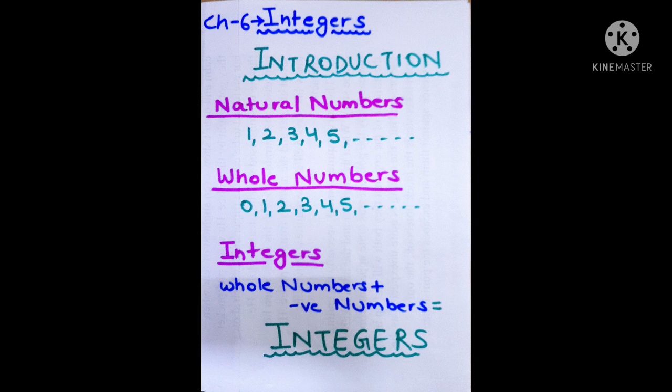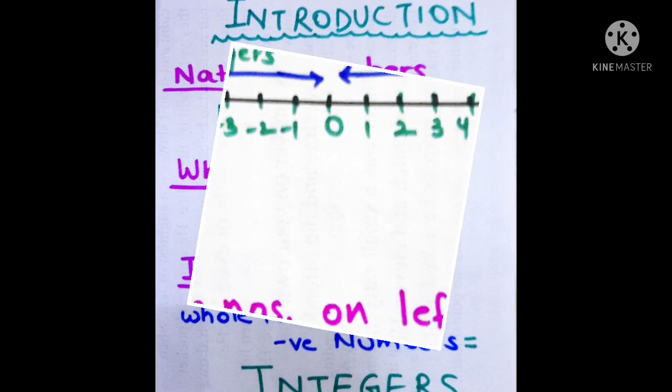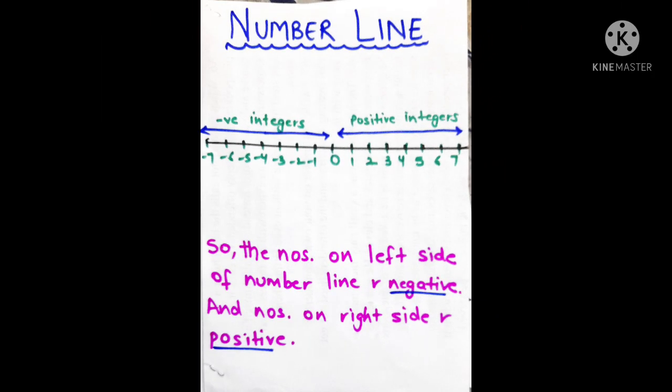But today the main topic of our discussion is integers. Integers are when we add whole numbers plus negative numbers. Negative numbers we will be discussing in our next section. So, whole numbers plus negative numbers are called integers. Now we will see integers on the number line. On the number line, integers look like this, which is on your screen.